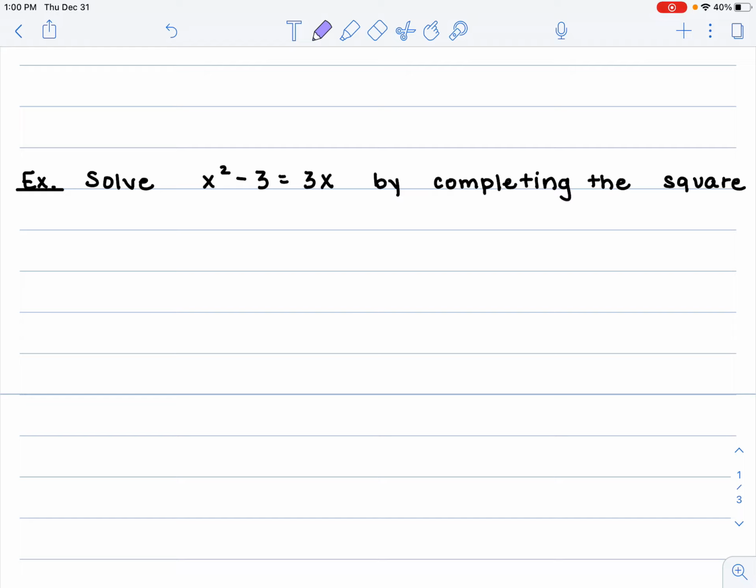All right, let's try another one. Solve x squared minus 3 equals 3x by completing the square. So remember, our first step is to get the x's alone. The x's are not alone here. We need to move that 3x over, and we need to move that 3 over. So when I do that, I get x squared minus 3x equals 3. Step 2, remember, was to factor out an a value. We don't have an a value, so we can skip over that step. Step 3 is to add that b divided by 2 squared value to both sides.